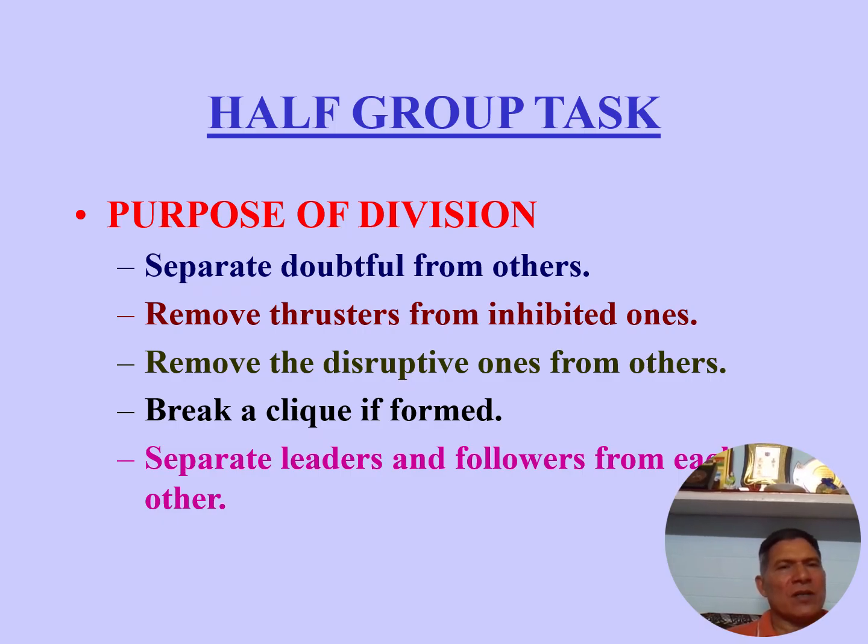It's a half group. There's a separate doubtful from others, means that they are going to separate the candidates who are doubtful from the other guys. Remove thrusters from inhibited ones. Those who are thrusting, just remove them. Remove the disruptive ones from the others. Those who are disruptive, those who are disturbing and not letting the group function, they also are separated.